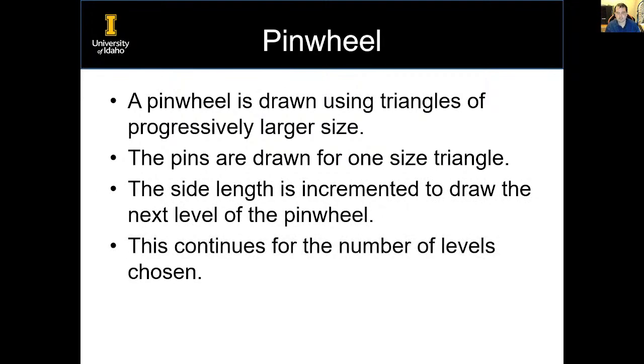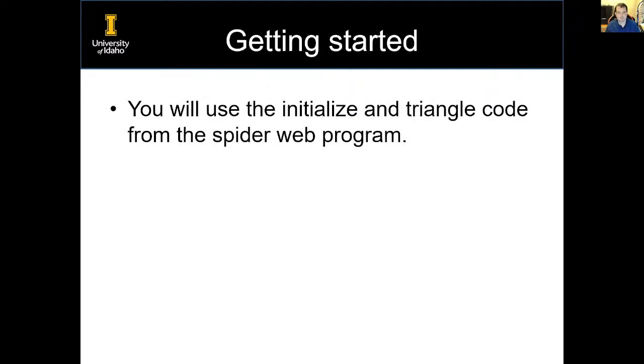That's what I just said right there. And so this is going to continue for the number of levels that we choose. We can choose how many different levels we're going to do, and we're going to let the user actually define how many levels they want to do. So we need to initialize our triangle code from the spiderweb program, kind of using that same idea that we had from the spiderweb.